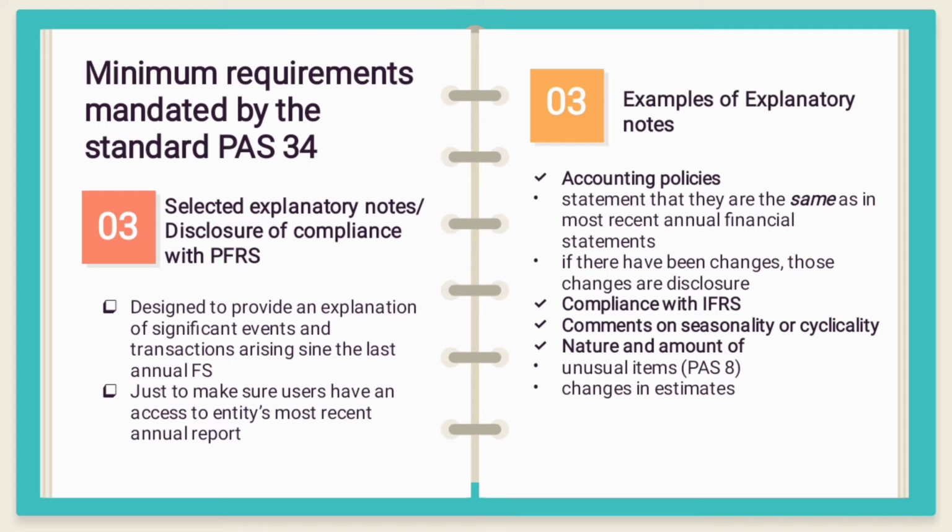Examples of explanatory notes naman ay accounting policies, compliance with IFRS, comments on seasonality or cyclicality, nature and amount of unusual items, changes in estimates, and there are many other explanatory notes disclosed in the interim financial report which are significant transactions and events.